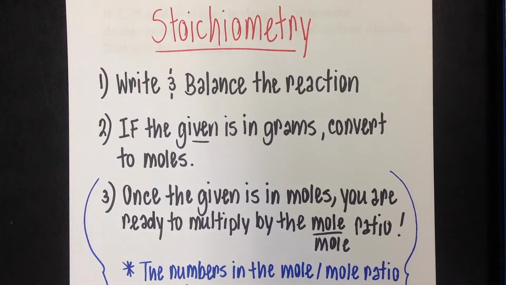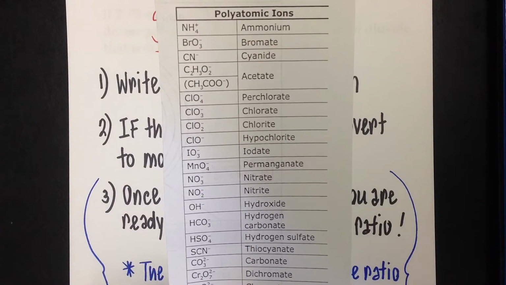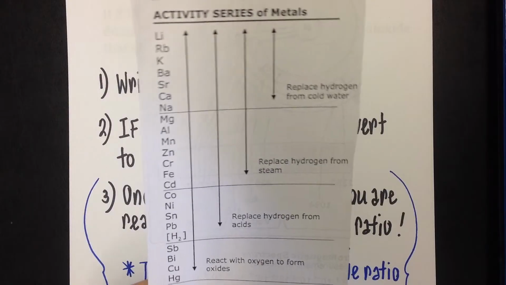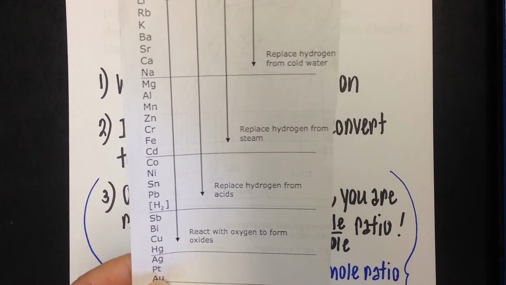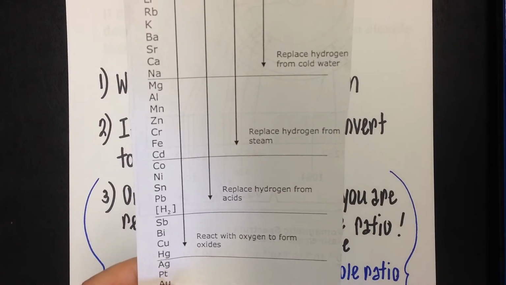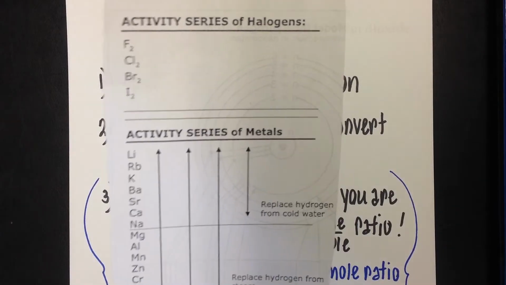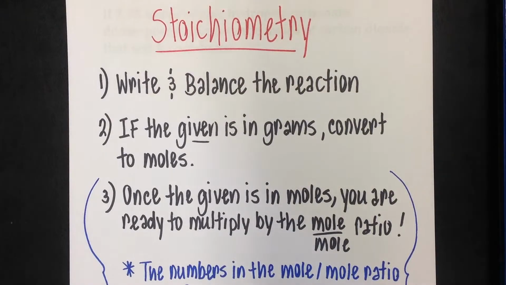If you're a college student, you've probably memorized that. It helps to have a good knowledge of your polyatomic ions so that you can write chemical formulas, and also to possibly have an activity series in front of you. High school students, this will be in a reference table packet so that you can determine the products for single replacement reactions. Also, a calculator you definitely need. So those are just some of the things you're going to want out.